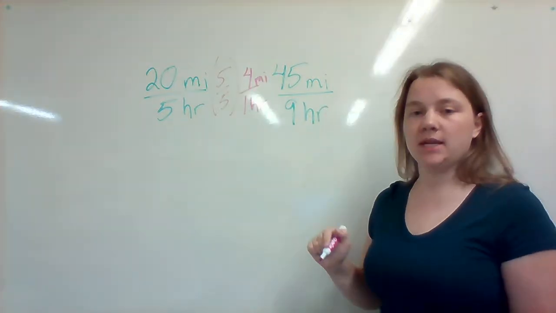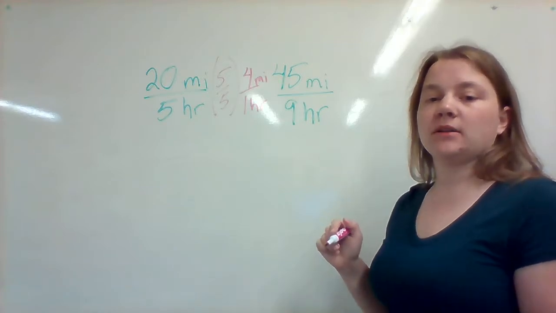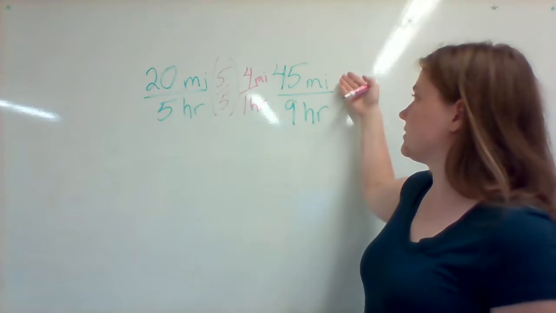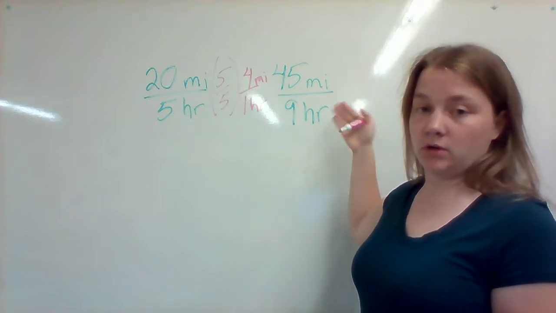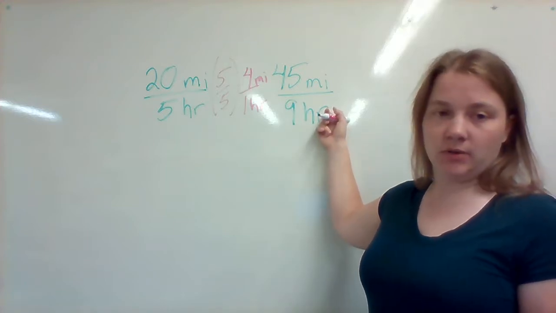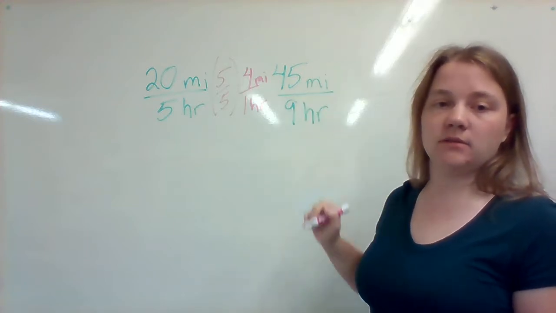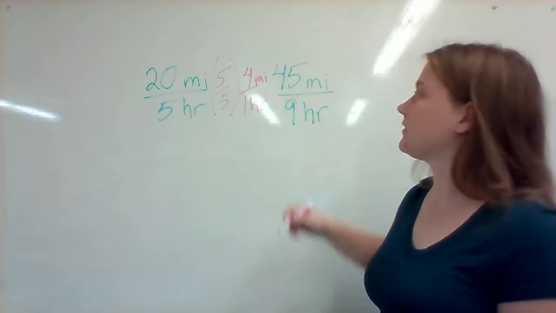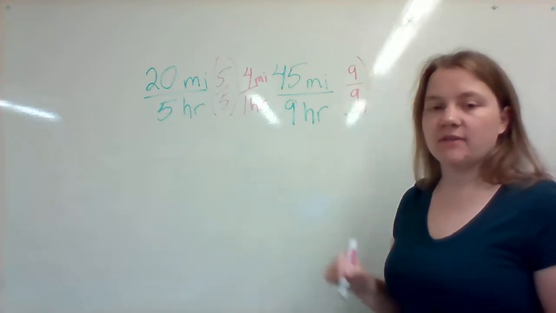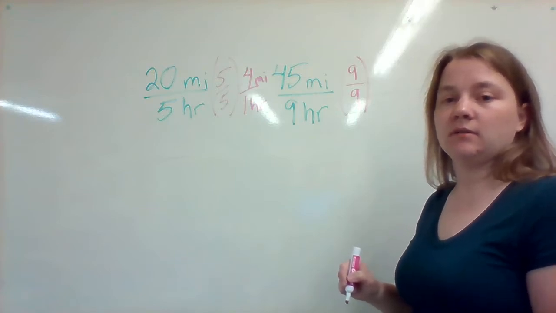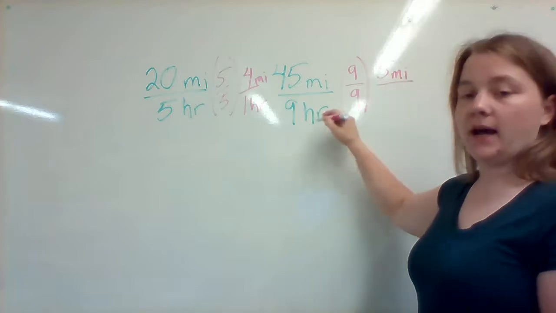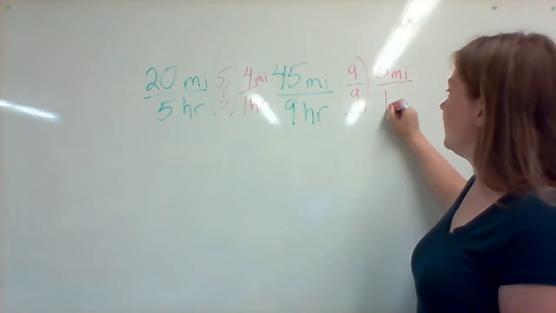When I look at car B, 45 miles in 9 hours, I know that I'm going to have to use a different number to simplify because 5 will go into 45, but it won't go into 9. So I'm going to simplify by 9 because I know that 9 times 5 is 45. So let's go ahead and simplify by 9 over 9. 45 divided by 9 is going to be 5. 9 divided by 9 is going to be 1.